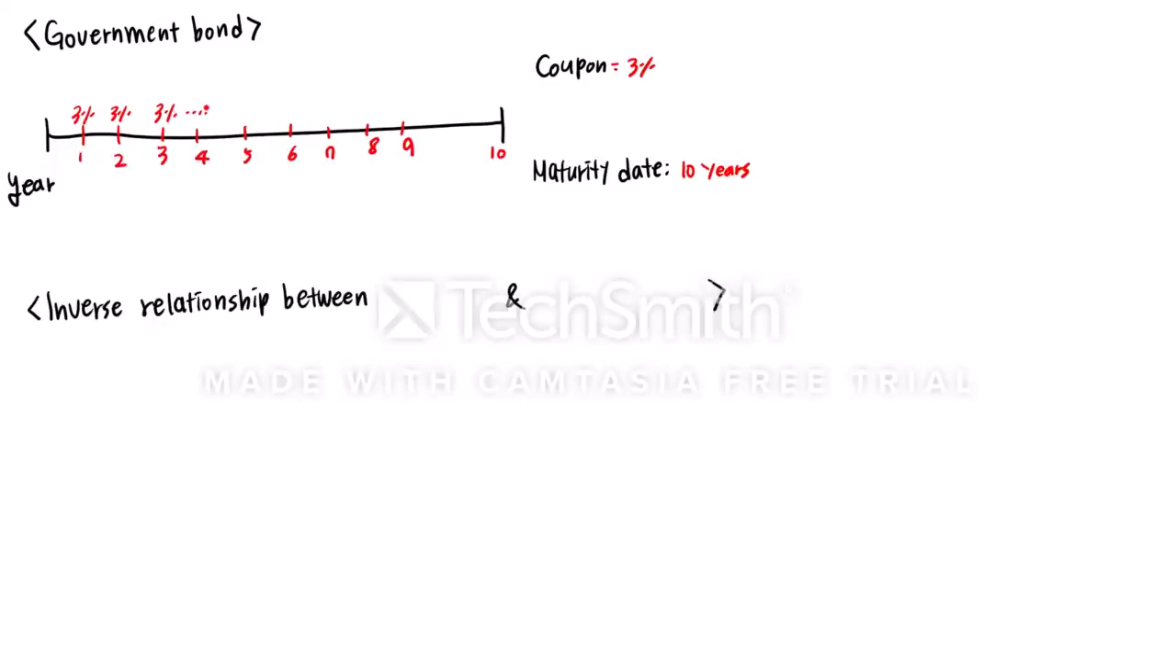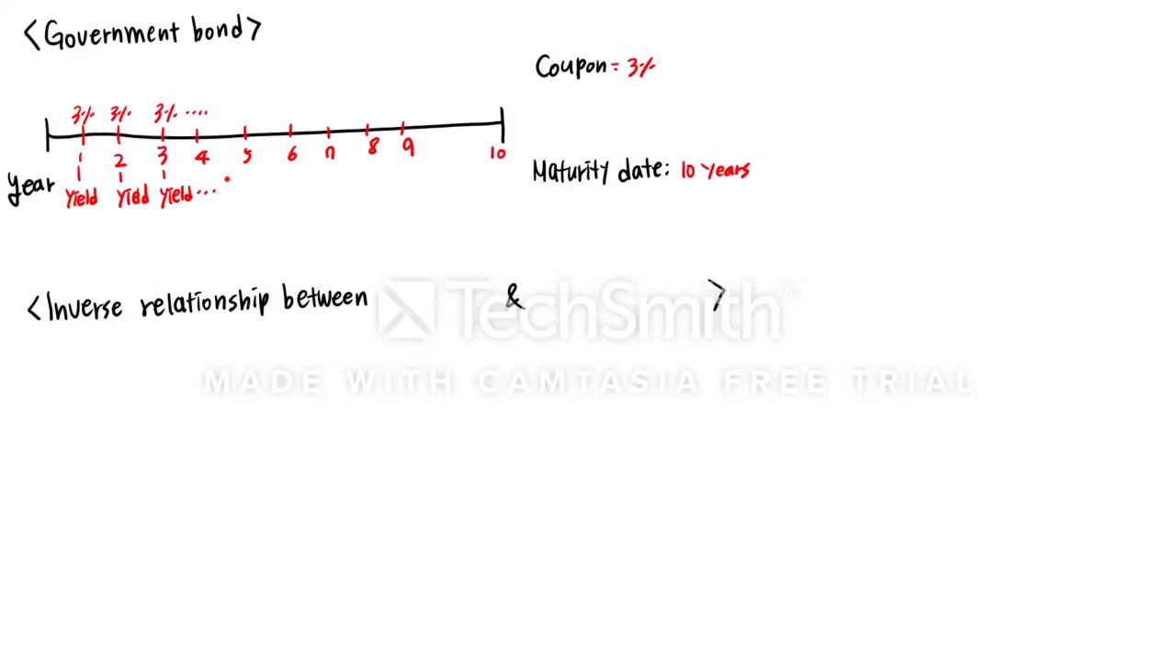And yield refers to the annual return. So you might receive a yield here, another scaled up yield here, and another yield here, and so on. So this is basically how the government bond looks like.